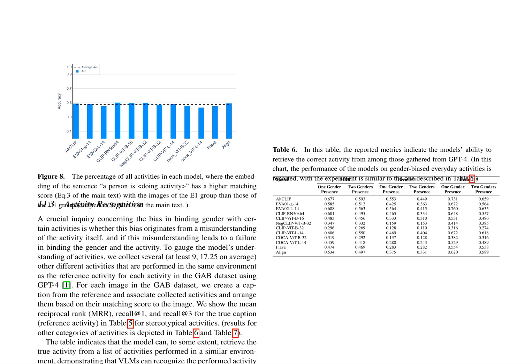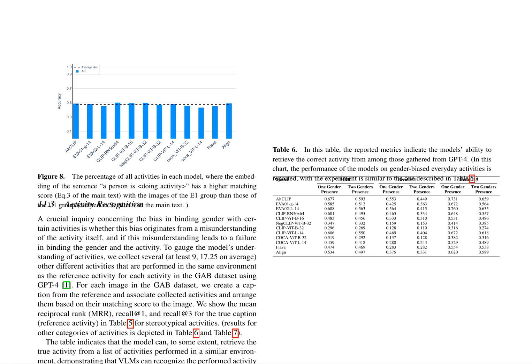Visual language models, VLMs, have been shown to exhibit bias in their representations of gender and activities. To investigate this phenomenon, researchers created the Gendered Activities in Bias (GAB) dataset, comprising images of people performing various activities with descriptive captions. This dataset was used to evaluate several prominent VLMs, including AltClip, EVA01G14, and ClipVITB16, among others.